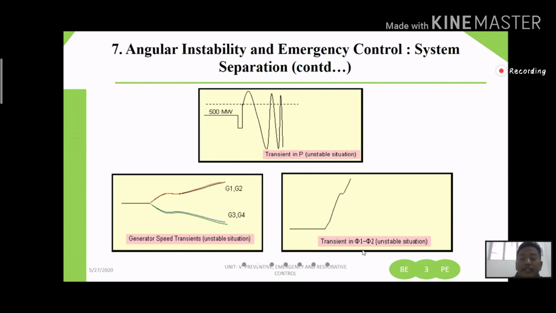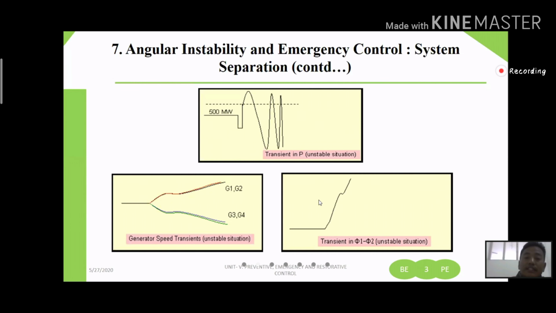And similarly, this phase angle will not be coming back to the stable steady state. So it may go to infinity. Right? So in such case, what will happen? Blackout will happen. Later on, your complete system may have to shut down or damage will occur, and blackout will happen. Then you will not get power.